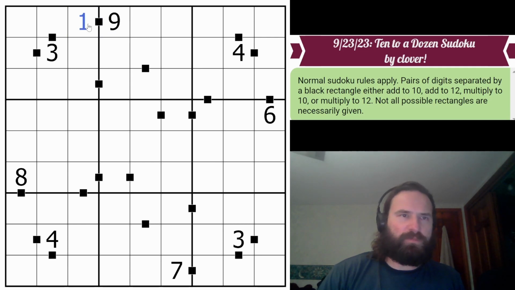Because the only other possibility for this was to be a 3, because 9 doesn't multiply to 10 or 12. There's a block between them, so we know it either adds to 10 or 12. If it was going to add to 12, this would have had to have been a 3. There's a 3 here, so this had to be a 1.